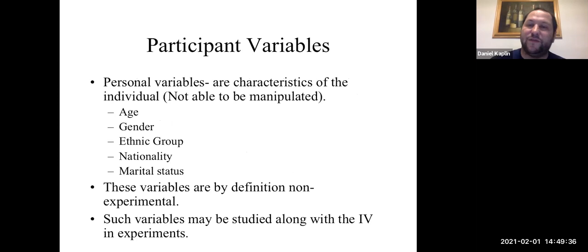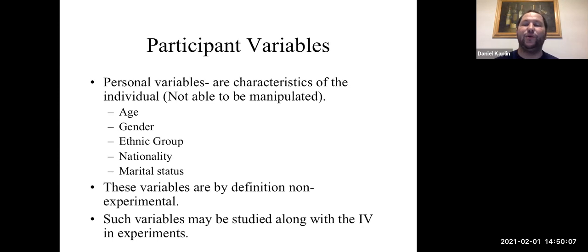Other things that we have to think about are participant variables. Participant variables can't be manipulated. Things like age. Your chronological age is your chronological age. I don't care how much Botox you get. Your age is your age is your age. Gender. Your gender, how you identify is how you identify. I can't force you to identify other than how you identify. Your ethnicity is what it is.